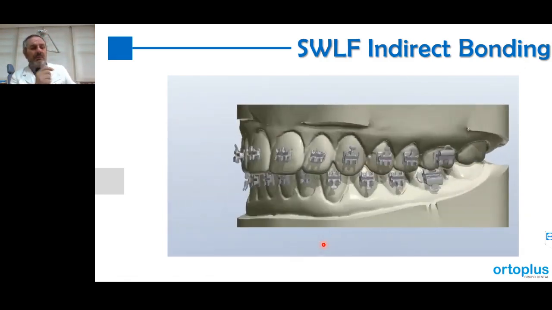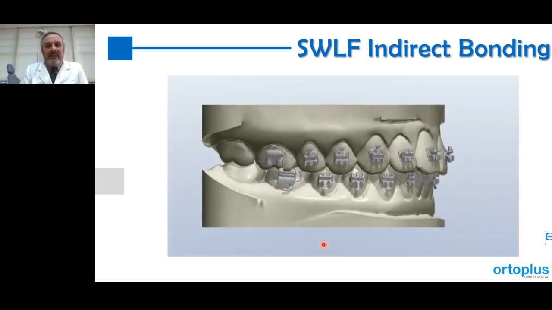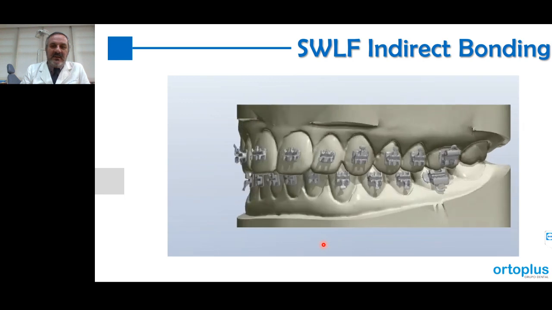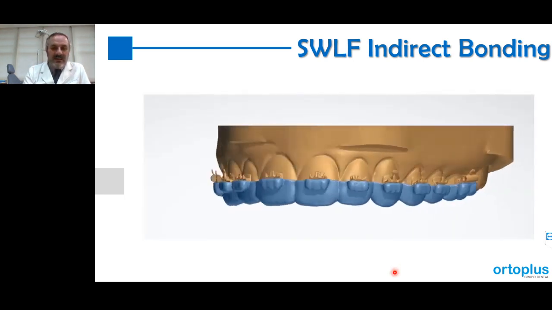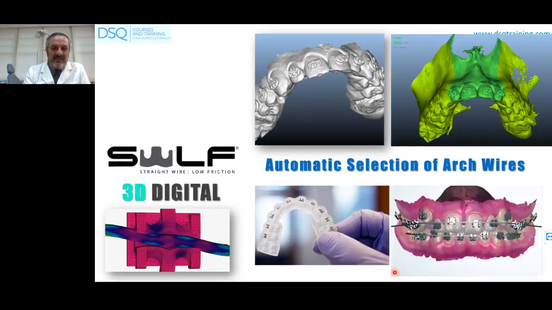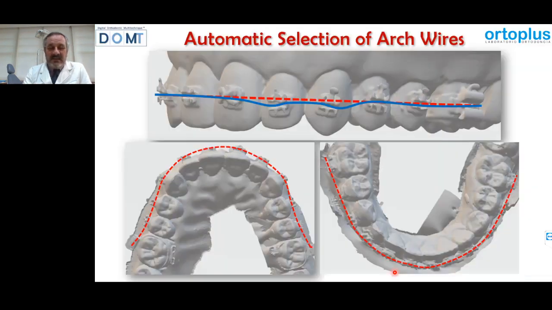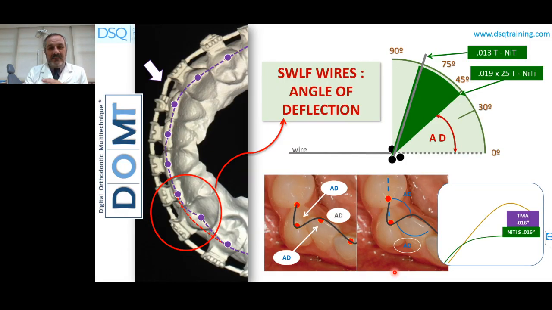And now with OrthoPlus, a Spanish company in the south of Spain, we are working on digital friction. We are working on indirect bonding. We are using indirect bonding for the bonding of the Synergy bracket. And I think the automatic selection of arch wires is also very important. It's possible in the computer to select arch wires according to different criteria.